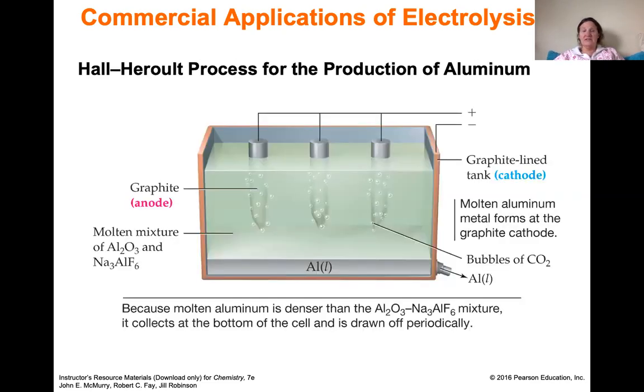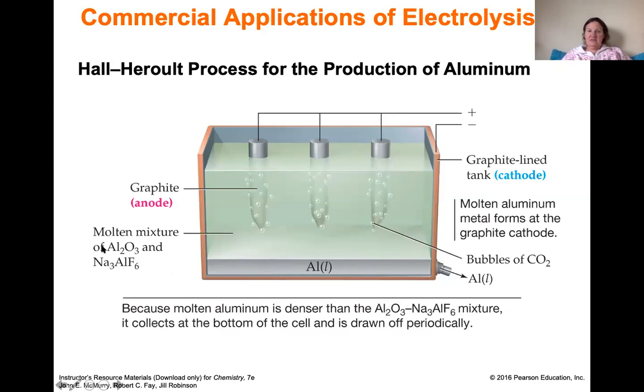Here's our production. This is a really big one. Aluminum in the US. I can't remember, I think it used to be, I want to say 6% of our electricity goes to making aluminum. So when we think about why, we take aluminum out of the ground as Al2O3. So that's the ore form of it.